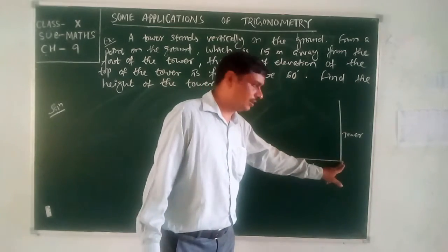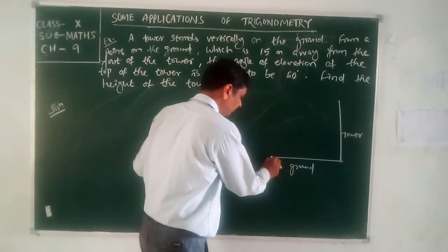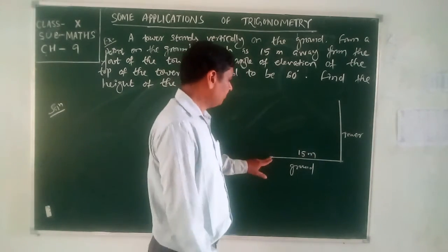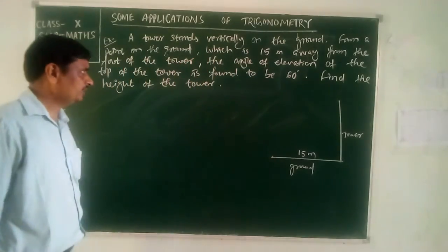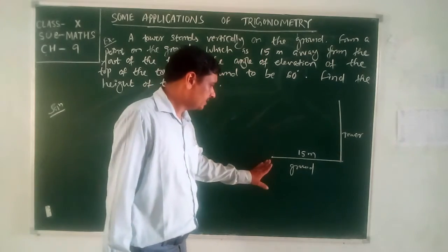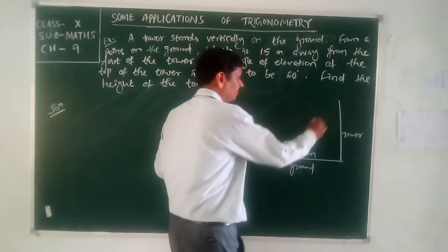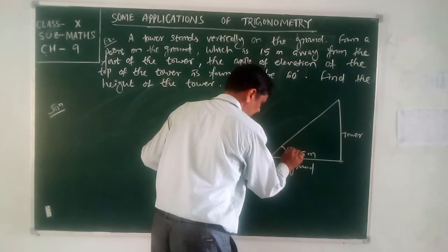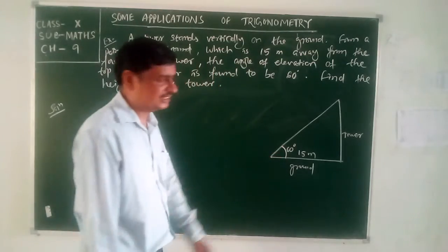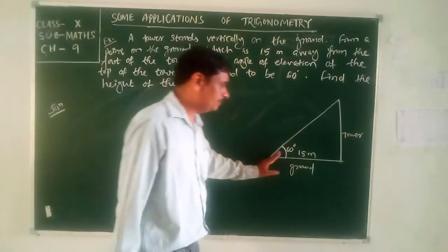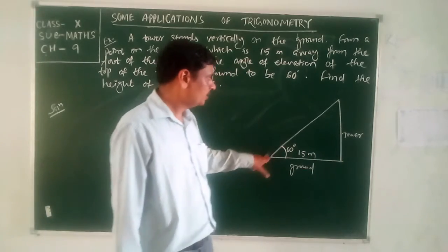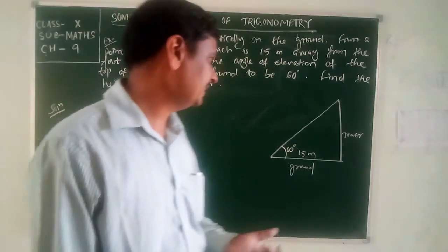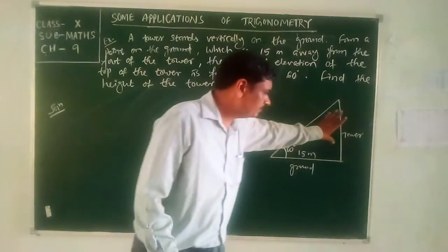From the foot of the tower, about 15 meters away, a point is there, and from this point, when the top of the tower is observed, it is found to be 60 degrees. When a point 15 meters away from the foot of the tower is observed to the top of the tower, the angle of elevation is 60 degrees. We have to find the height of this tower.